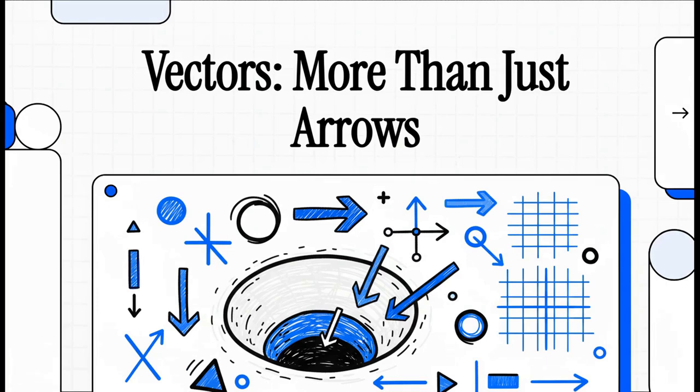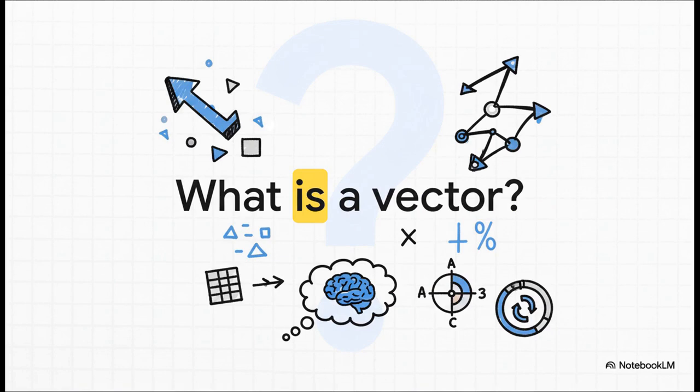All right, today we're going to totally flip what you think you know about vectors. We're going to see that they are so much more than just little arrows floating around in space. Let's dive in. So, when I say the word vector, what's the very first thing that pops into your head?